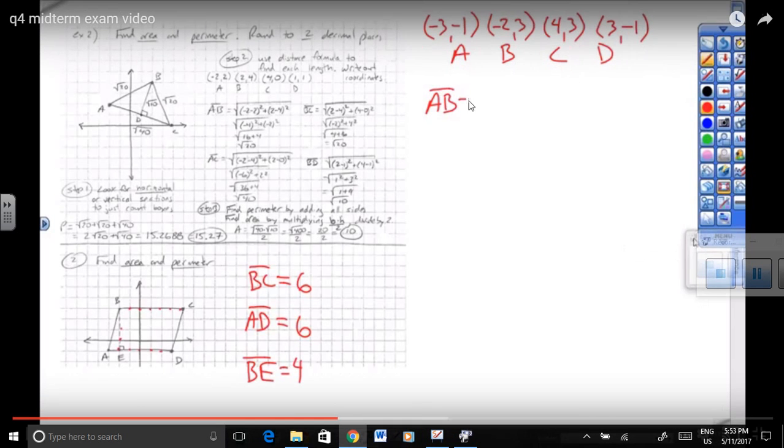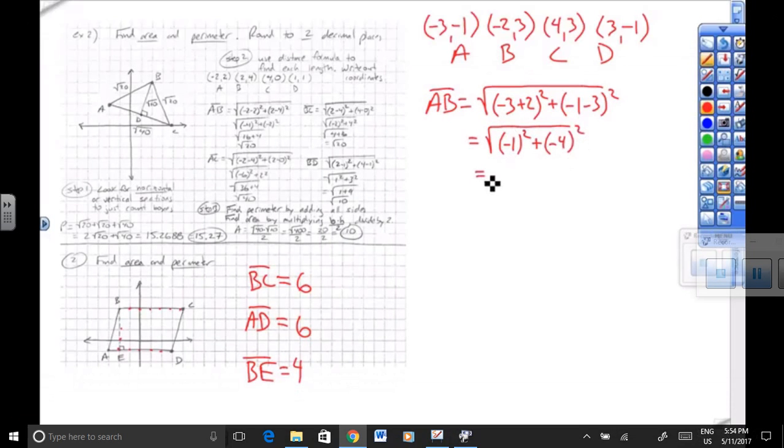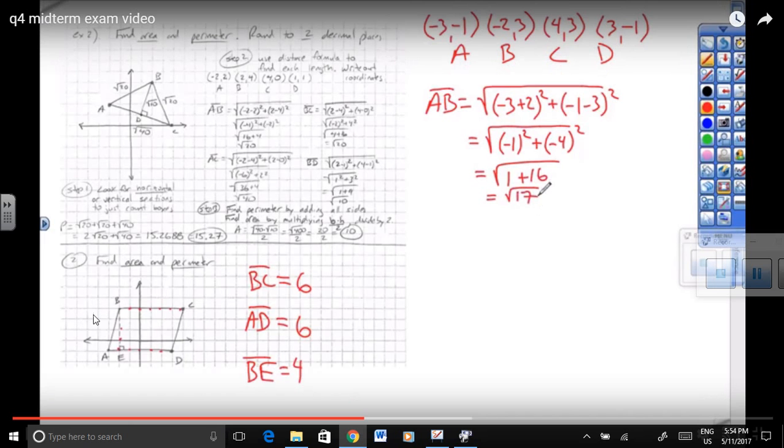So to find the distance between A and B, I'm going to subtract the two x coordinates, negative 3 subtracting a negative 2, that is a double negative, that turns to plus. Negative 3 subtracting negative 2 is negative 3 plus 2, squared. Negative 1 minus 3, no double negatives there. That gives me negative 1 squared plus negative 4 squared, which is the square root of 1 plus 16, which is the square root of 17. That is the length of AB right there.